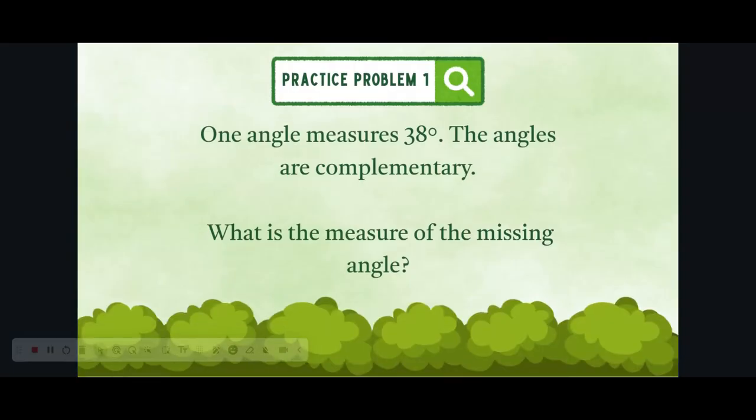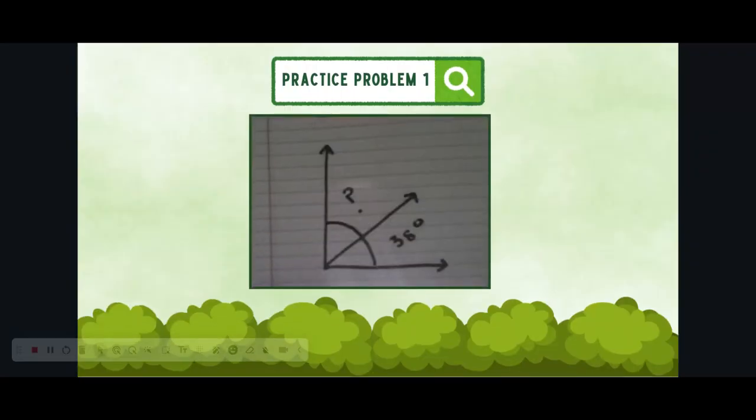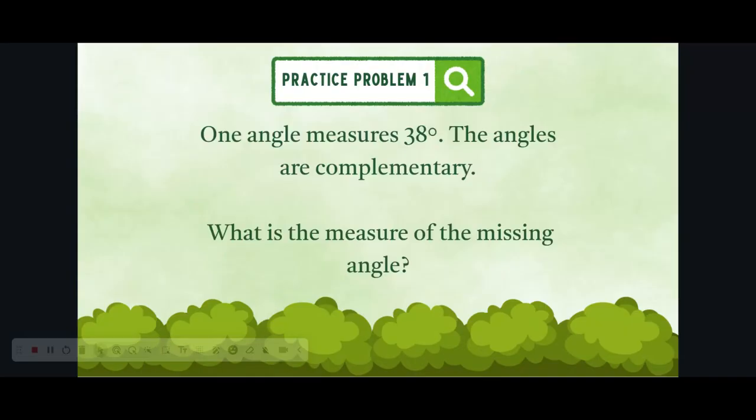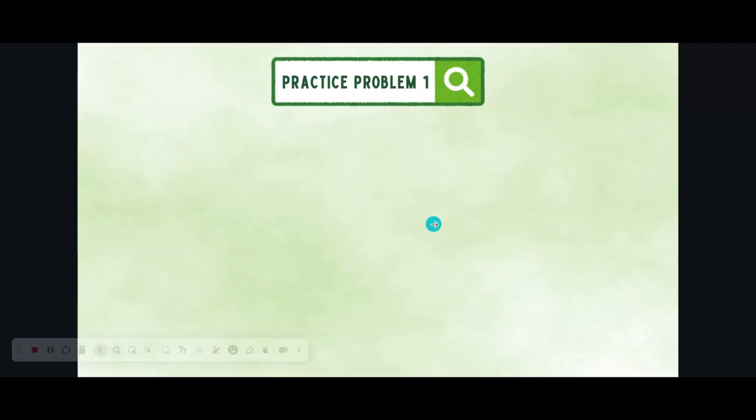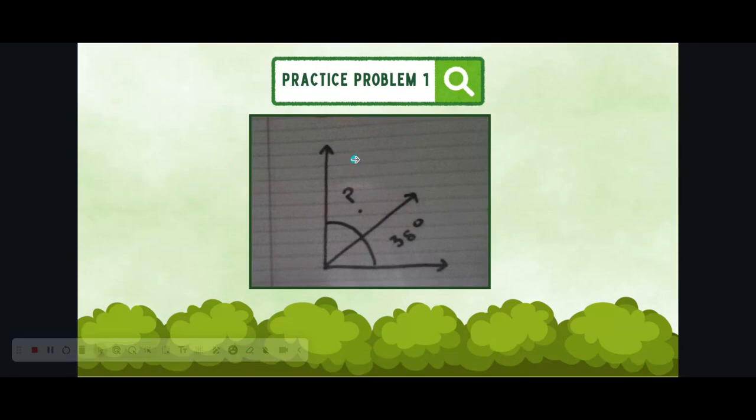Our practice problem number 1. One angle measures 38 degrees. The angles are complementary. What is the measure of the missing angle? So here we have a diagram. We knew from that problem that one of the angles measures 38 degrees. We have that right here. Now we don't know what the other angle measures, but we do know that these are complementary. So we drew it such as.